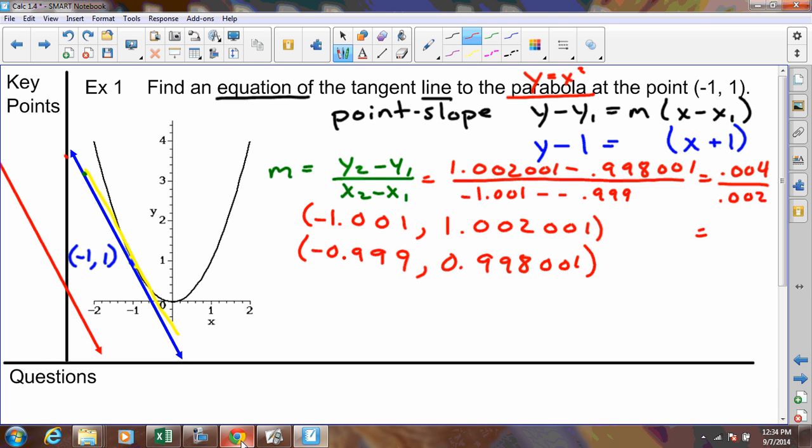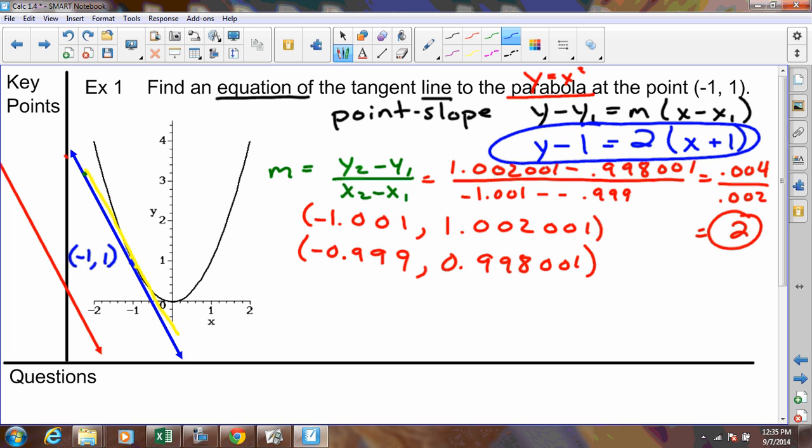When we divide that out, we get 2. So the slope of that secant line is 2. But since that's ridiculously close to the blue one, what do you suppose the slope of the blue line is? Probably the same thing. And so there we go. We have an estimate for the slope of the tangent line at that point. It was based on the idea that we could get the slope of a secant line of something really, really close to the tangent.